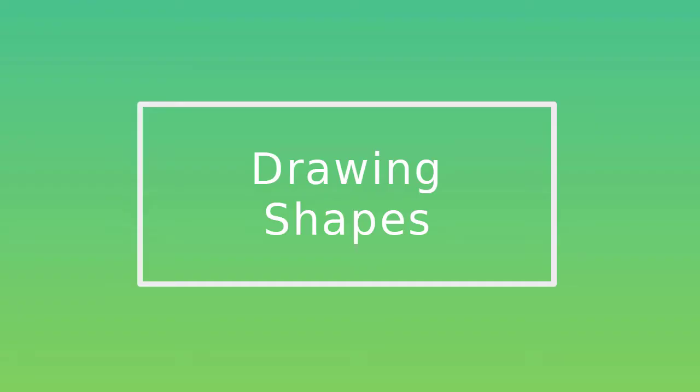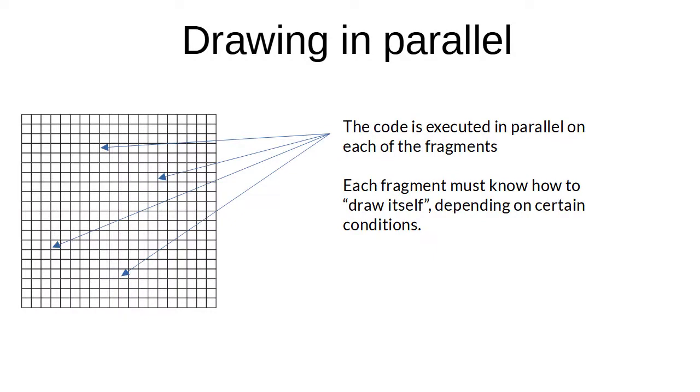Drawing shapes. How do we draw shapes within shaders? Keep in mind that the code you write into shaders is being processed in parallel for each vertex or fragment, so we can't think sequentially as we code on the CPU. Each fragment must know how to draw itself depending on certain conditions.